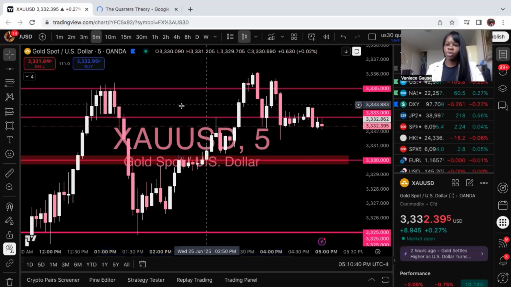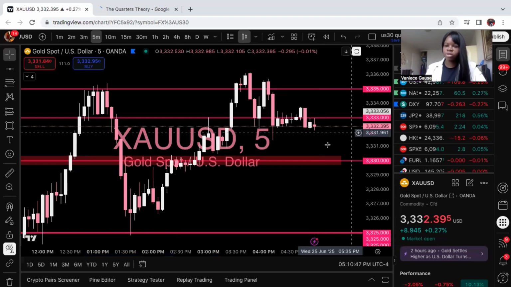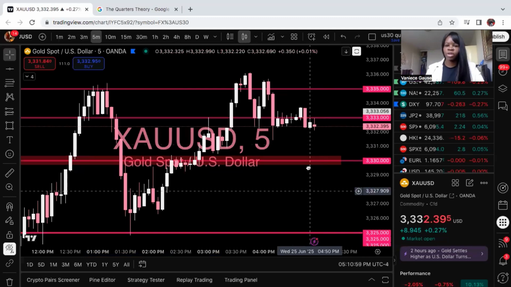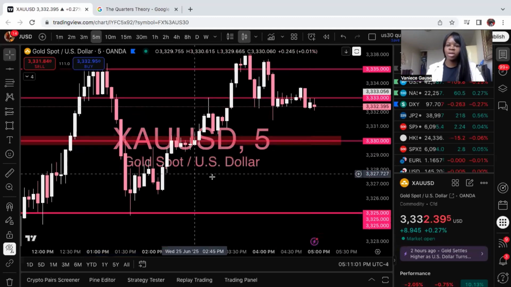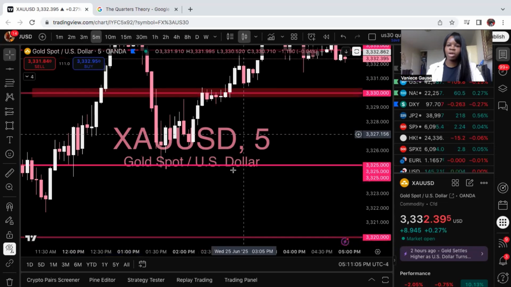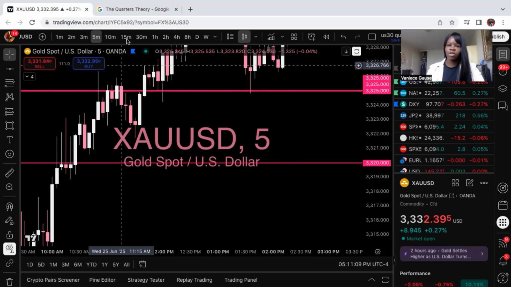So when you think of quarters on gold, right, we're currently at 33.32. So with quarters in gold, you're going to want to think 3,300, 33.25, 33.50, 33.75, 3,400. Those are known as quarter levels. And then every other level in between that is known as the whole numbers. Gold likes to move within every $5 level.